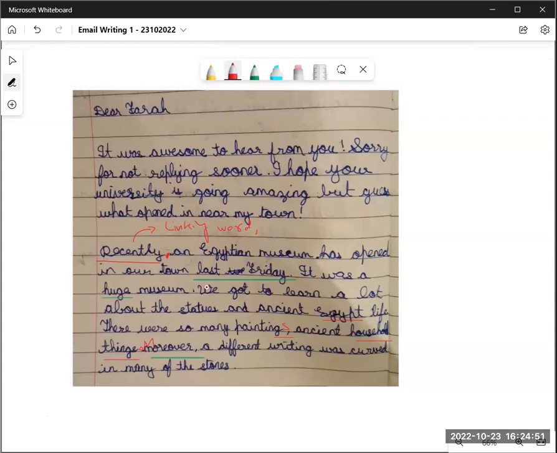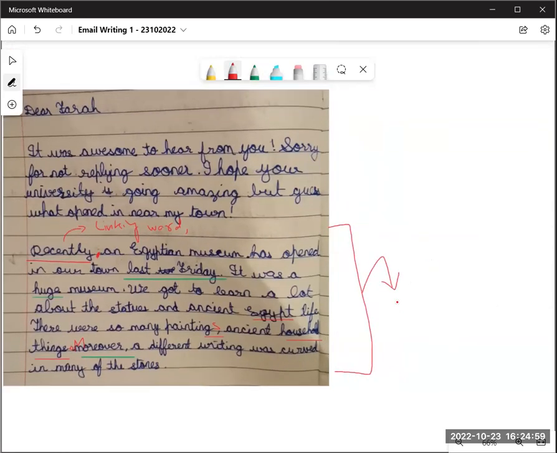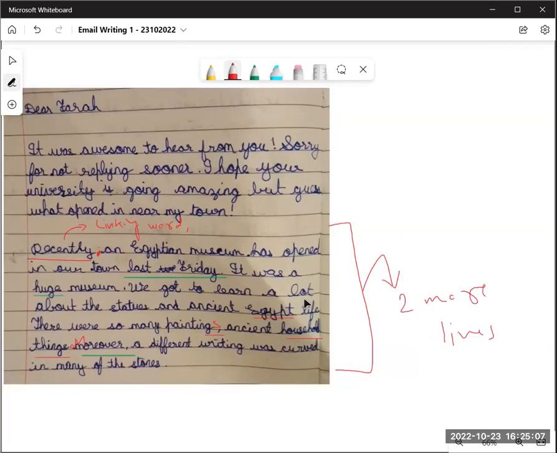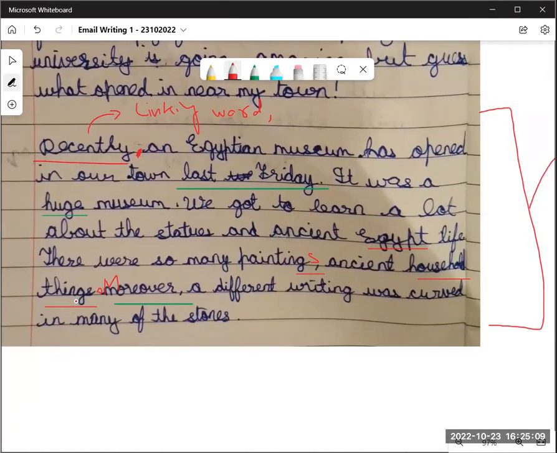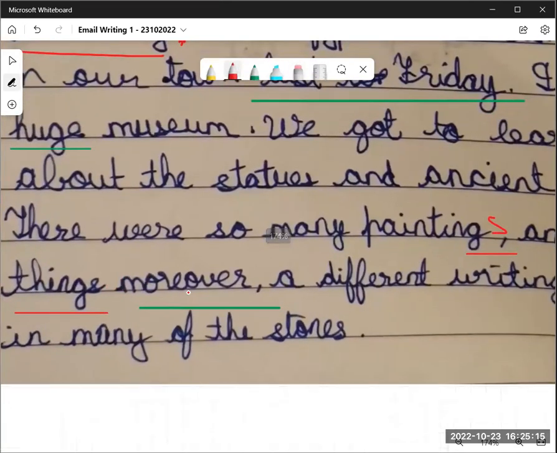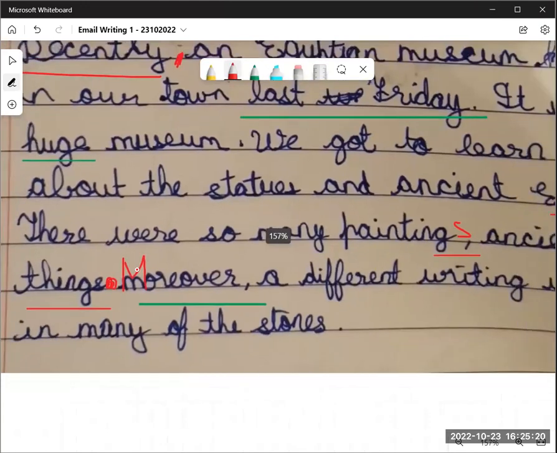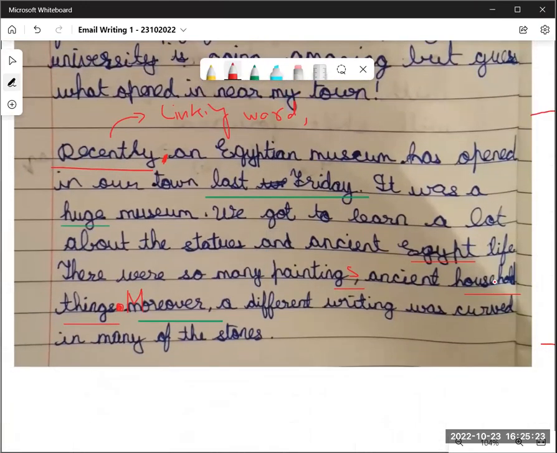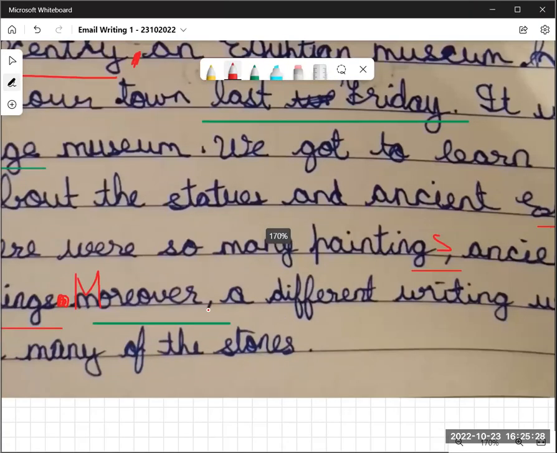And now, Niranjana, first thing is, after a linking word, put the comma. I think this is very short. You need to add more lines to this, at least 2 more lines. Whenever, Niranjana, can you hear me? Sir. So whenever you write a linking word like this, moreover, it is always in the beginning of a sentence. And it should be capital. Fine? So ancient household things, and then moreover, comma. You put the comma here, that's very good.